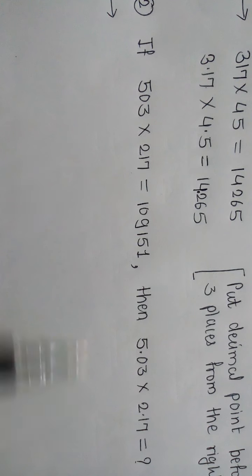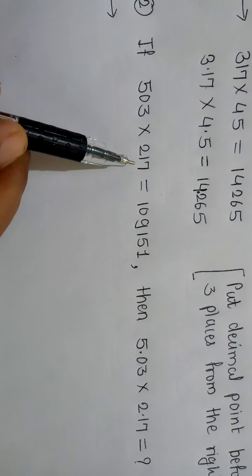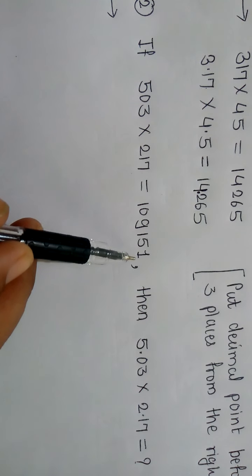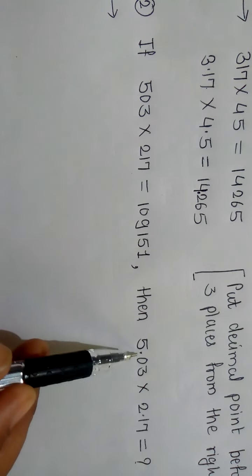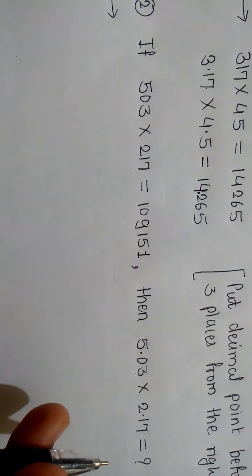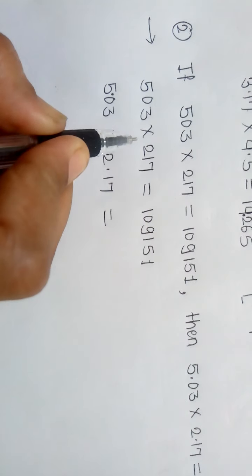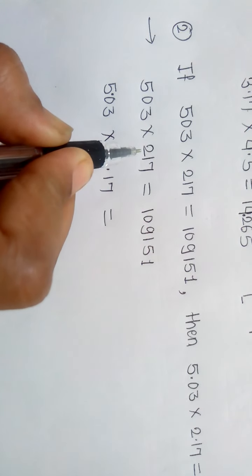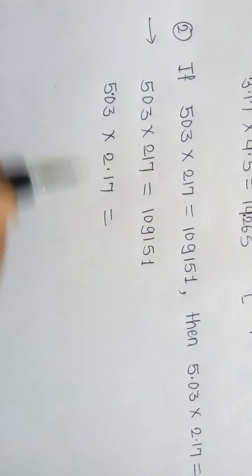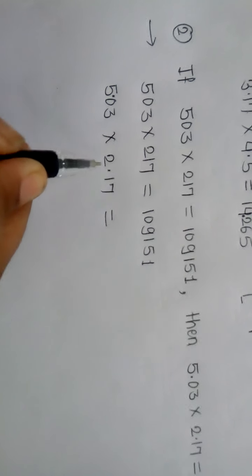The second example is the same. 503 into 217 is equal to 1,09,151. Then 5.03 into 2.17. So here I will write 503 into 217 is equal to 1,09,151. Then 5.03 into 2.17.